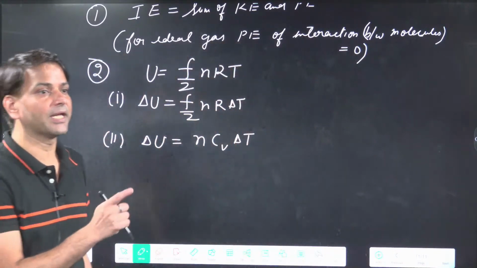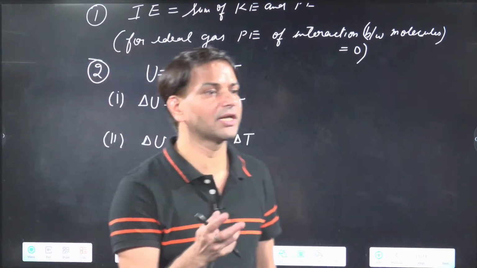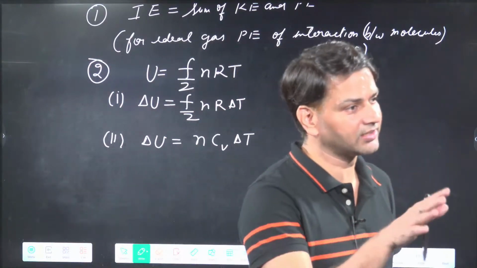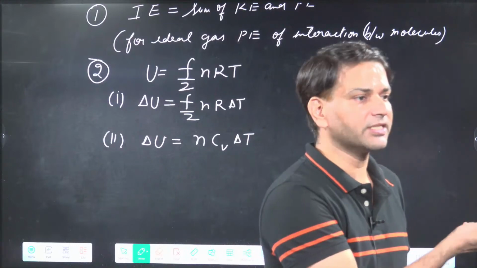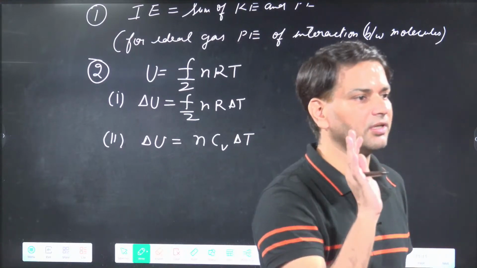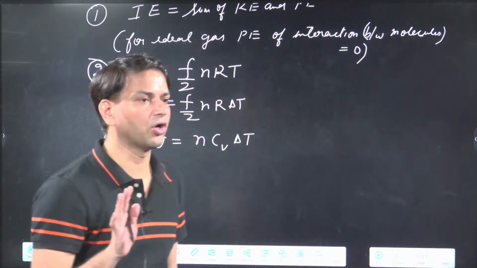Okay, so this will be applicable for all processes. It is not like heat is NCV delta T at constant volume, but NCV delta T we can use for all processes. Understood or not?